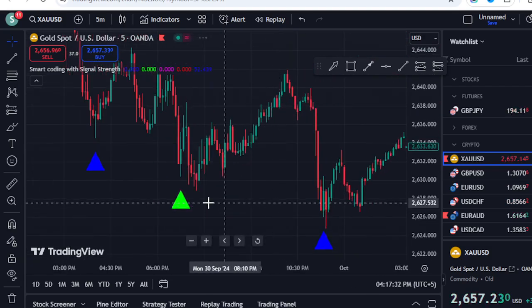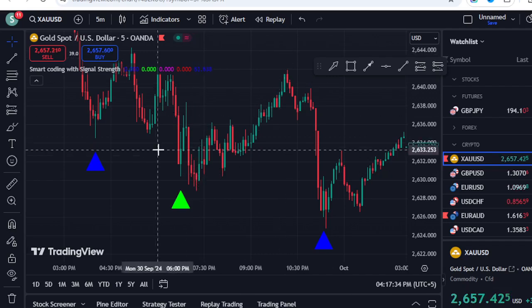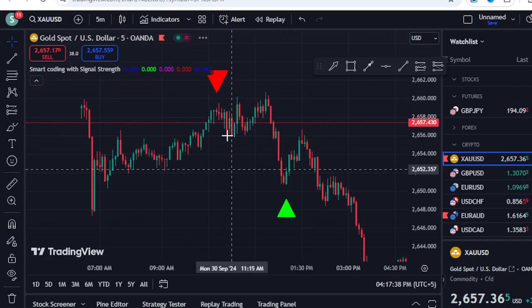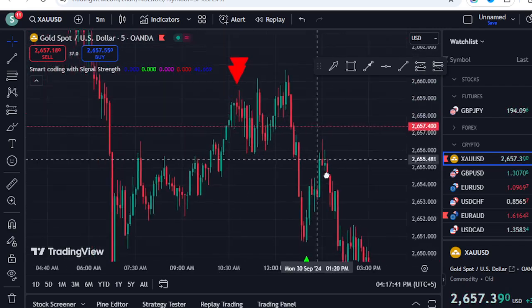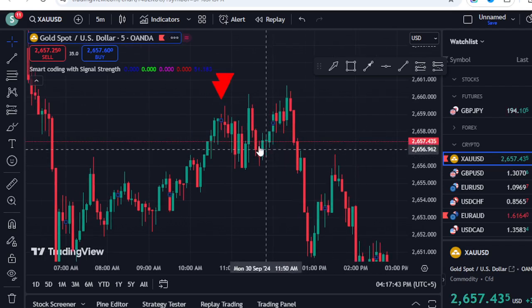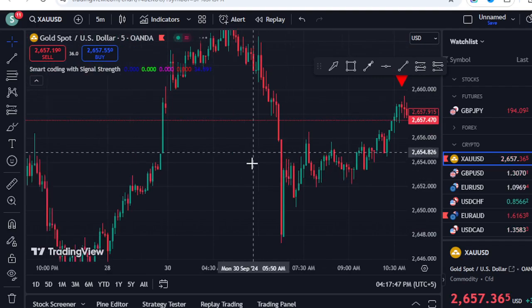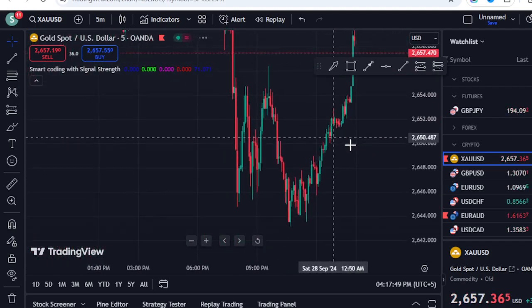Okay, then look here, we have a buy signal, price went up, and even more up. Buy signal, price went up. Okay, buy signal, price went up, and sell signal. This is not short, because if I zoom out my chart, then you will understand that this is very good for scalping.